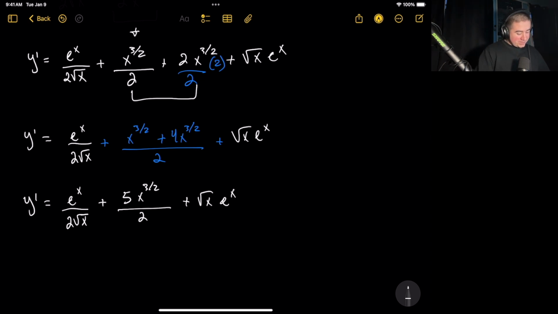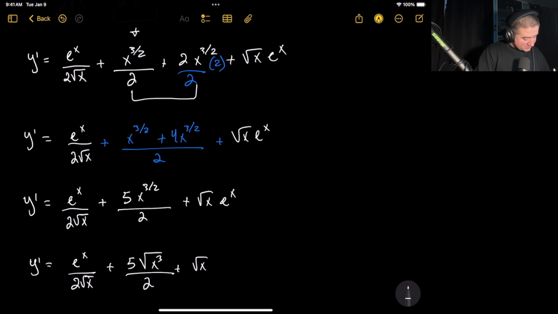So you can leave it like this, or you can change this second term so where you could have that root radical or radical symbol. So we have 2 root x over here plus 5 times the root of x cubed over 2 plus the root of x times e to the power of x. Either one of these two could be your final answer.